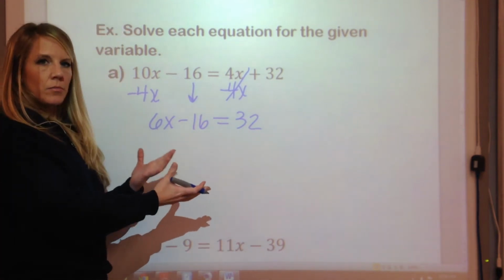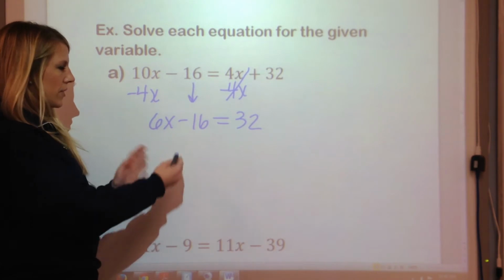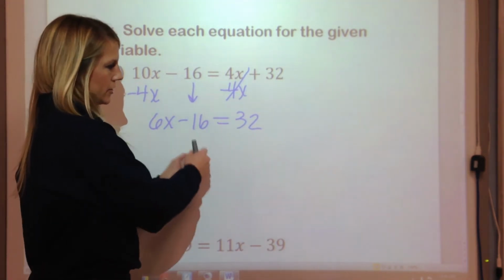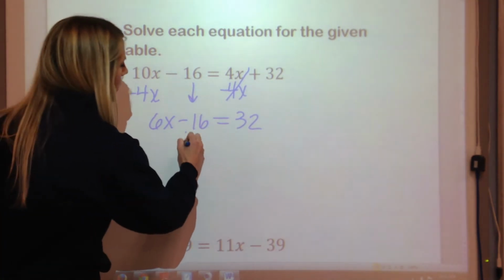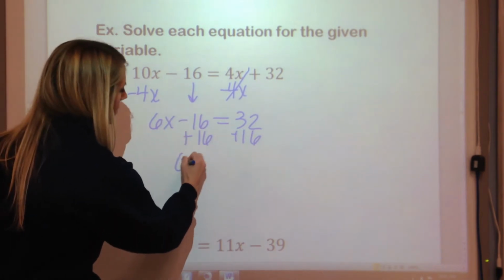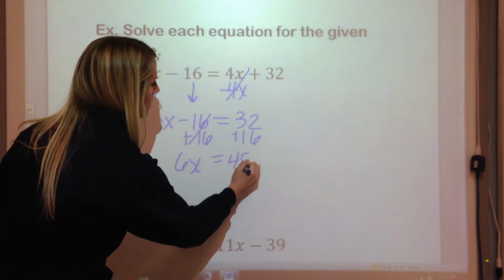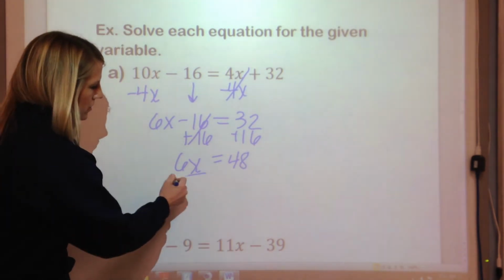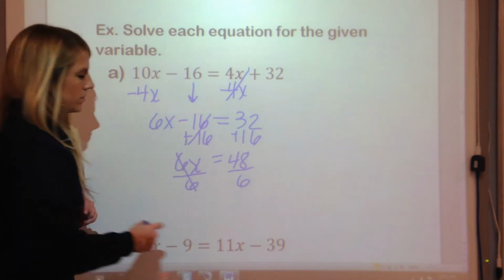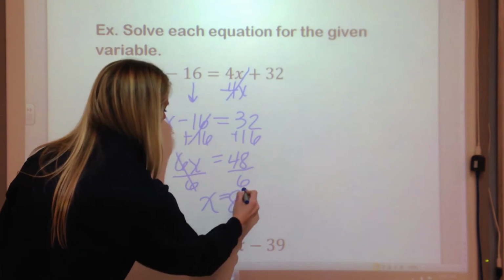We have now created a problem that we have been working with for a long time now. So I've got the variable on one side. Now it's just a matter of starting to isolate the variable and get it by itself. So I'm going to move those constants, those numbers, to the other side. So I can add 16. I bring down my 6x. -16 plus 16 is 0 equals 48. What do I do to get x by itself? Divide by 6, because 6x divided by 6 is just 1x. And we know 1 times x is just x. So x equals 8.